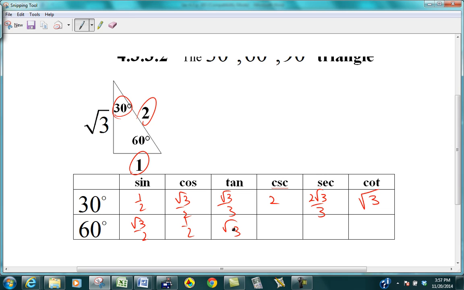CSC is the reciprocal of sine, so that's 2 over root 3. So it becomes 2 root 3 over 3. This becomes a 2. This becomes a root 3 over 3. Okay. So the thing to notice here is that the sine of 30 is the cosine of 60. And remember that 30 and 60 are what I call complementary angles. 30 degrees and 60 degrees are complementary angles.